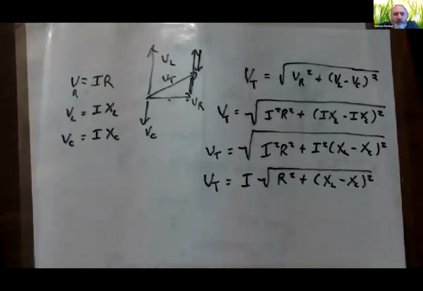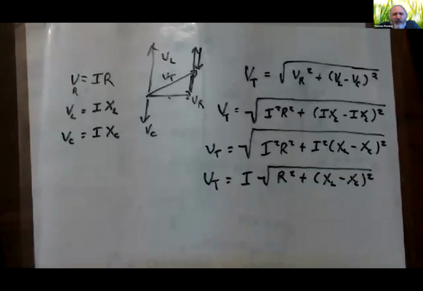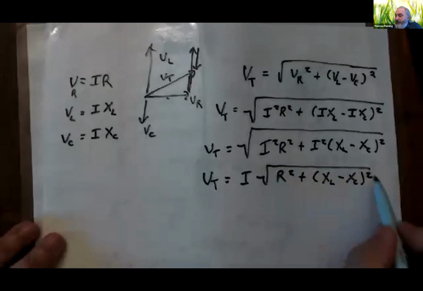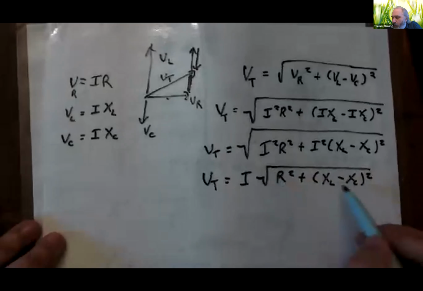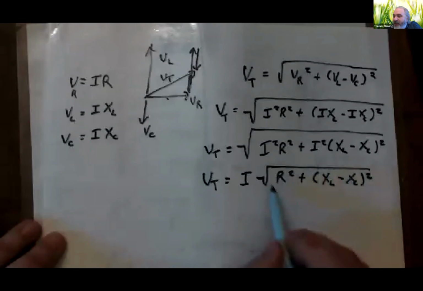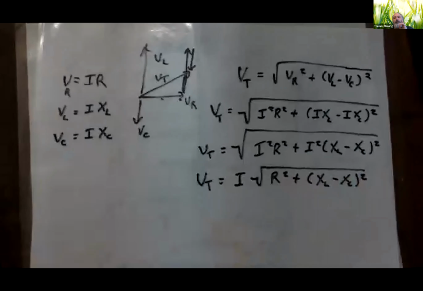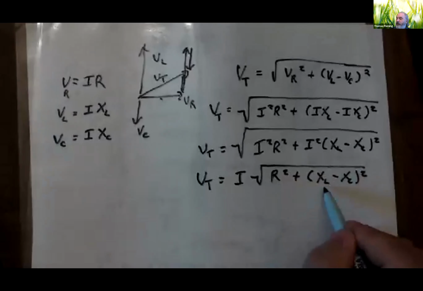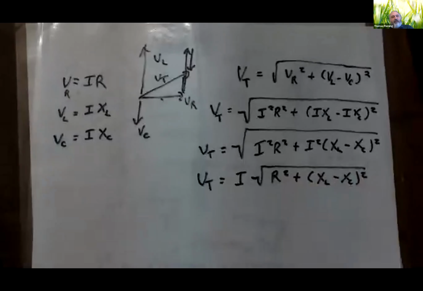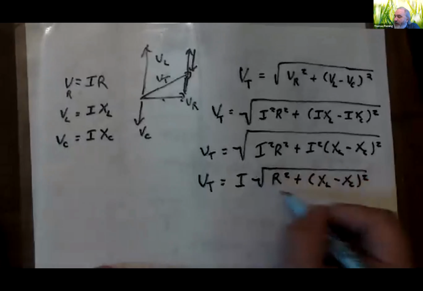And so what we've got right now is something that looks a little like Ohm's law, because I got V equals I times something ugly, but that something ugly has units of ohms. So this thing right here is like a resistance, but it's a resistance that depends not just on the resistance of the resistors, but also on the reactances of the inductors and the capacitors. It's an effective resistance. So we're going to give this big radical thing a name.